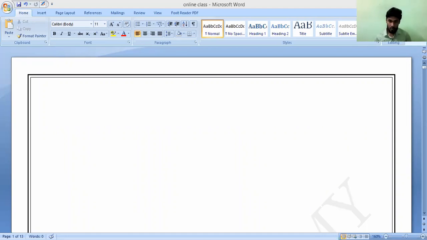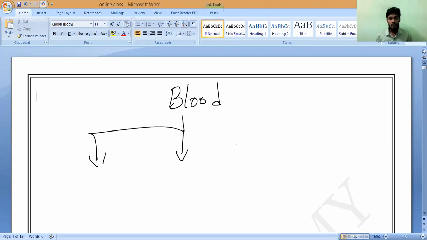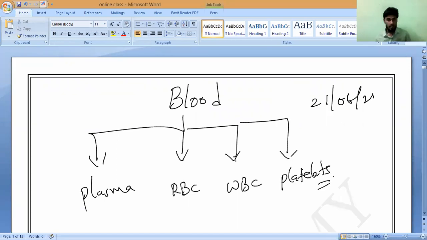If it comes to the main components of blood, as we know, we have 4 components, which we studied in the last class. So what are they called? Plasma, RBC, WBC, platelets. So the blood majorly contains 4 components. The first one is plasma. The next one is RBC, red blood corpuscles. The next one is white blood corpuscles. And the next one is platelets. So these are the 4 components.